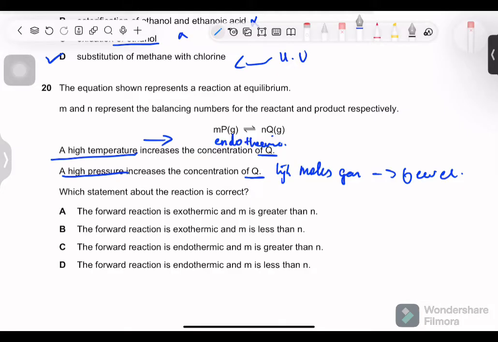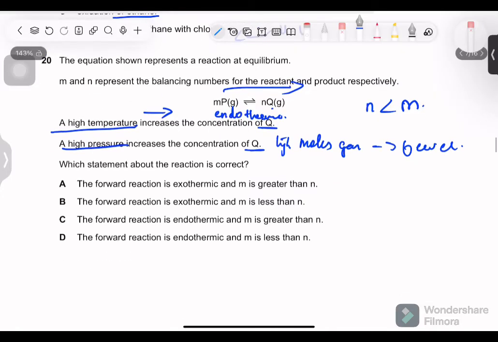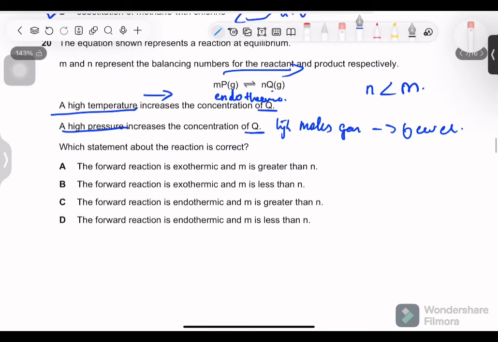So let's go again. A high pressure means a high pressure is moving the reaction forward. So this means that when there is high pressure, the side with the fewer moles is favored. So the fewer moles should be N. N should be smaller than M. So N is smaller than M and M is greater than N. So the forward reaction is not exothermic, it is endothermic. We did the theory first and then looked at the options.